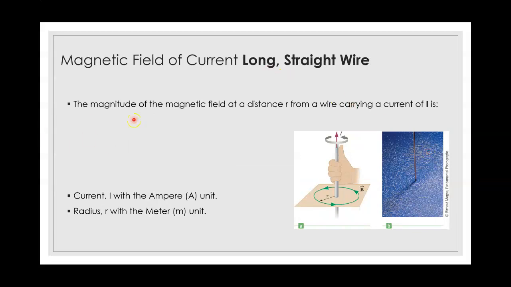Okay, kita masuk dalam long straight wire dulu. The magnitude of magnetic field at a distance r from a wire carrying a current of I, we can determine the magnitude. B equal to mu naught times I over 2 pi r. Ini kita sudah jelaskan tadi, kita sudah terangkan bagaimana equation ini kita boleh dapat melalui long straight wire. So I dalam unit ampere, so r in unit meters.